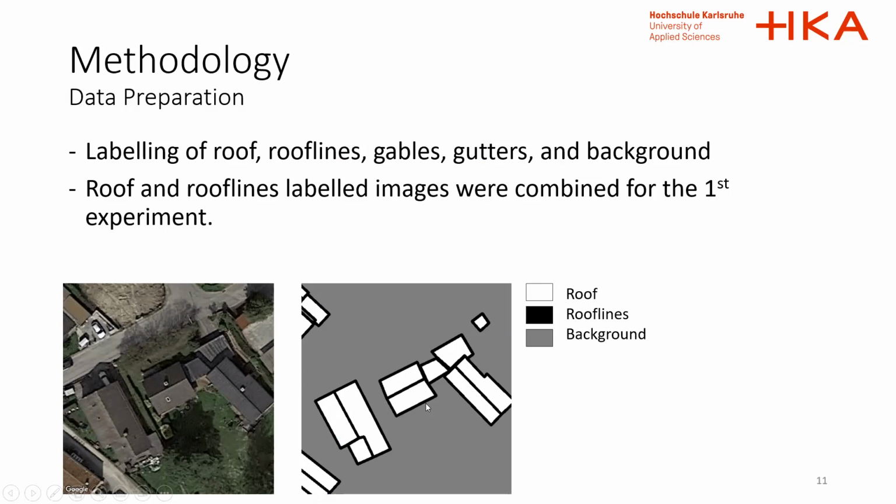So for the first experiment, roof and roof line label images were combined. So roof and roof line images. Here is roof and roof line. These images and these label images are used for the training purpose. And when the model is prepared, we can get the output as this image.